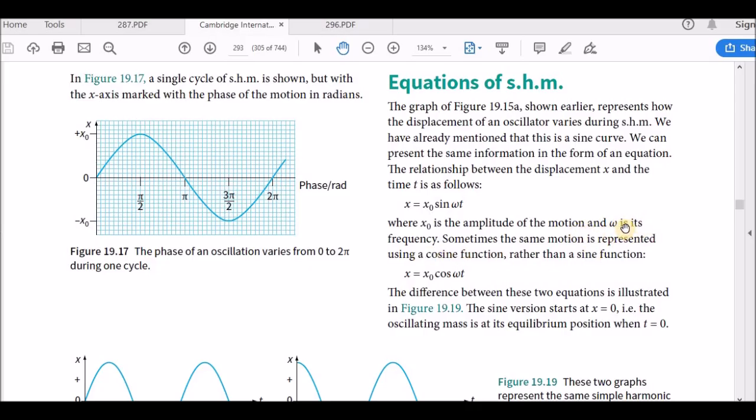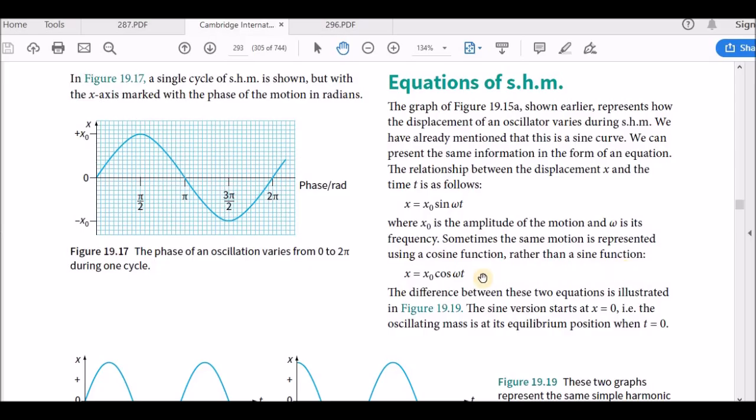Now there is actually a mistake here. It should not be just frequency, it's angular frequency, because f is the symbol for frequency, but omega is the symbol for angular frequency. So you correct it in your book. In pencil, write over there angular frequency, where x0 is the amplitude of motion and omega is its angular frequency. Sometimes the same motion is represented using a cosine function rather than a sine function.